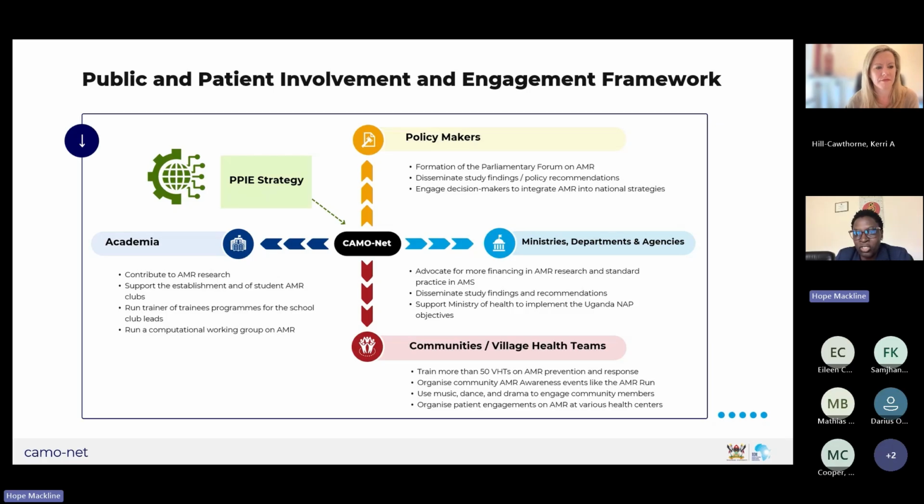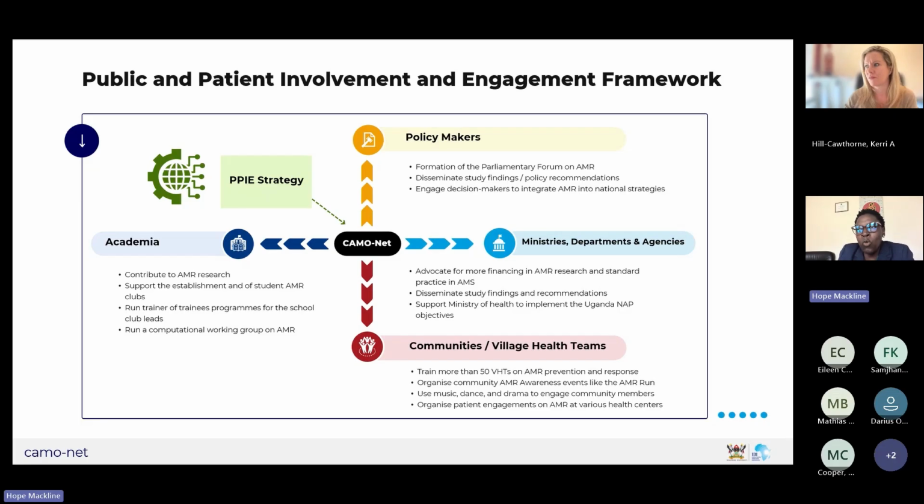So when we come to the ministries, and here I'll talk about the Ministry of Health in particular for Uganda, we know that these are individuals that advocate for more financing in AMR research. We also have a platform for dissemination of our work, but also support the Ministry of Health to implement the Uganda National Action Plan objectives. And I believe wherever I'm presenting to, most of your countries have these national action plans on antimicrobial resistance. So the best way to fit our work and CAMO-Net research and capacity was to penetrate the ministry and engage them so that we get that platform.